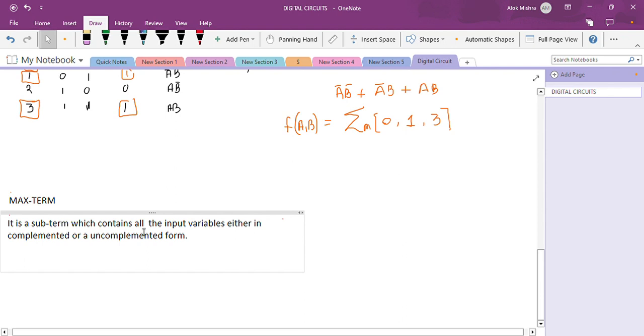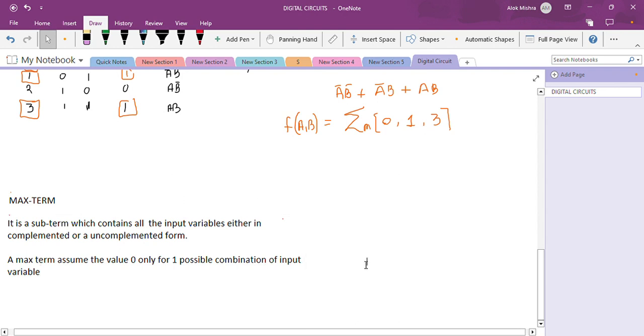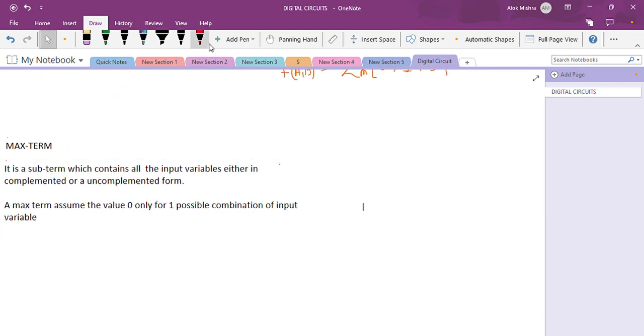Second point, a maxterm assumes the value 0 only for one possible combination of input variables. Okay, let me tell you one example for this so that it's very easy to understand also.